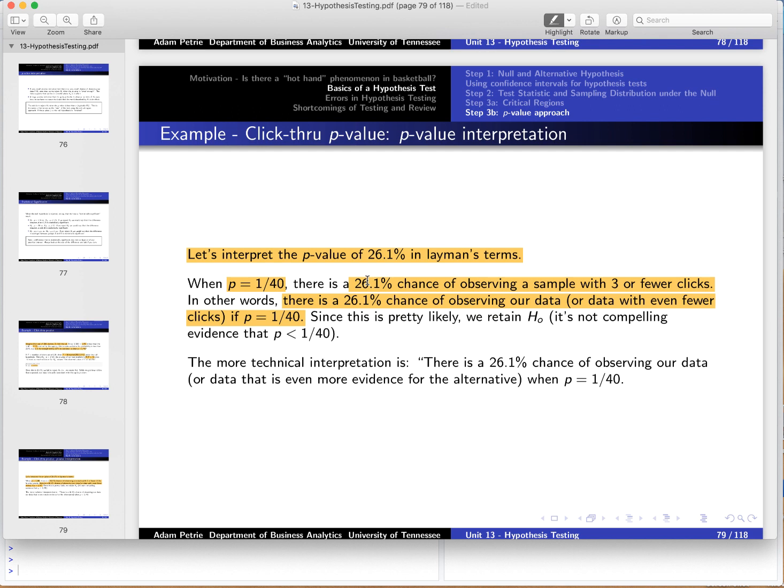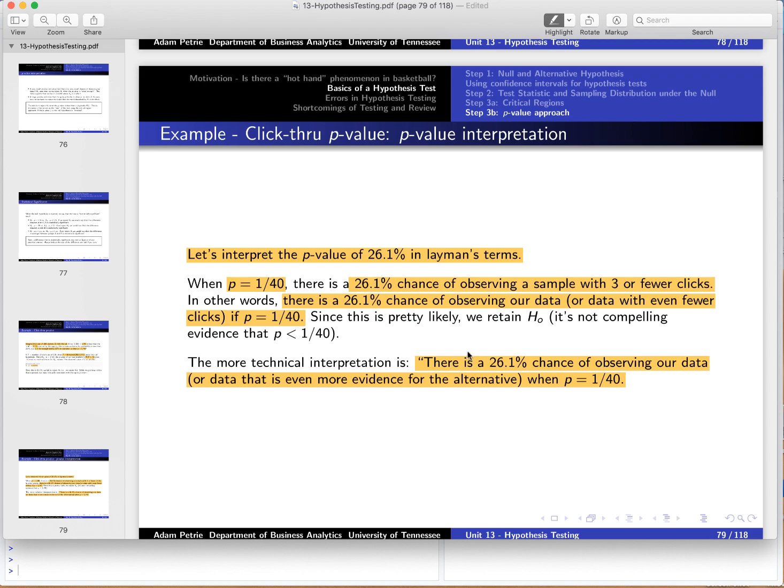And so in this case, we'd end up retaining this null hypothesis. We don't really have overwhelming evidence that p is less than 1 out of 40. If we wanted to go with the more technical interpretation, there's a 26.1% chance of observing our data or data that's even more evidence for the alternative when p is equal to 1 out of 40. And so that just leaves us with saying, sure, null hypothesis, I don't have any reasonable evidence against you, so I'll stick with you.